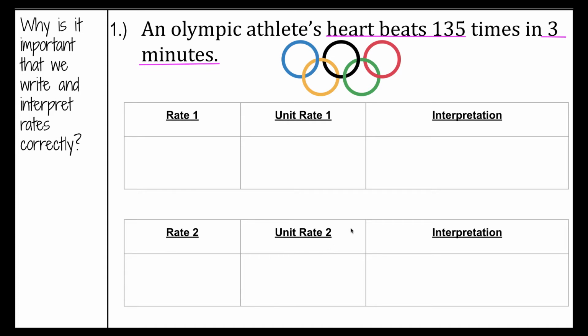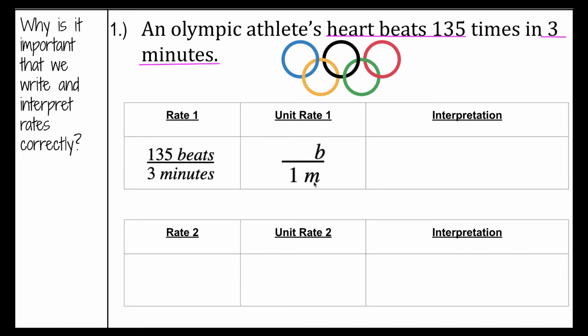Heartbeats on top, minutes on bottom. So it would be 135 beats for every 3 minutes. I could also say 135 beats per 3 minutes. Notice how I have this written in fraction form. Now let's find the unit rate. Unit rate, remember, has a denominator of 1. So I'm going to get that prepped.